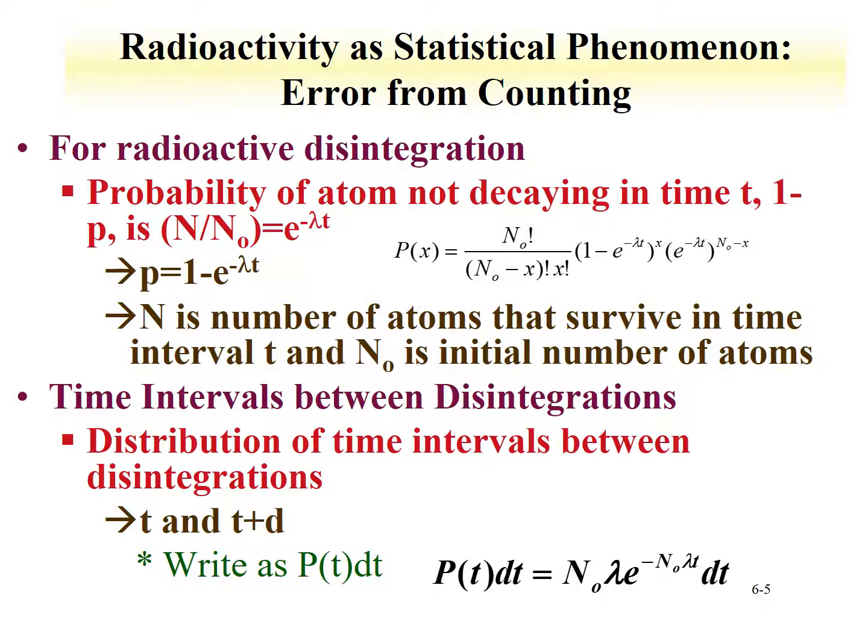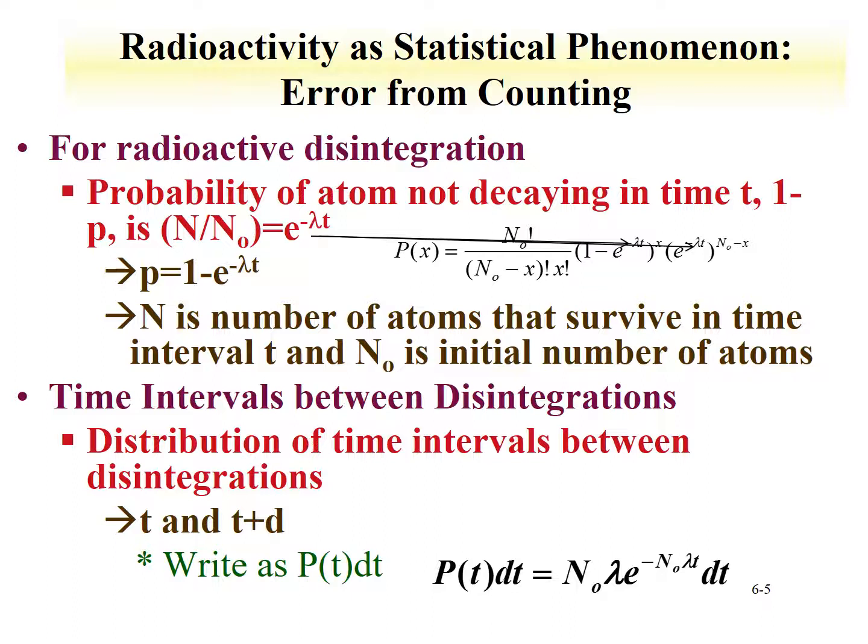As we discussed earlier, the probability of an atom not decaying in time t is 1 minus the probability of it decaying, and the equation that we use is provided here. We can take the terms from this equation and expand that into our binomial distribution for radioactive decay and pull in terms that actually are relevant to a given decay process, including the time, the decay constant, and the number of initial atoms.